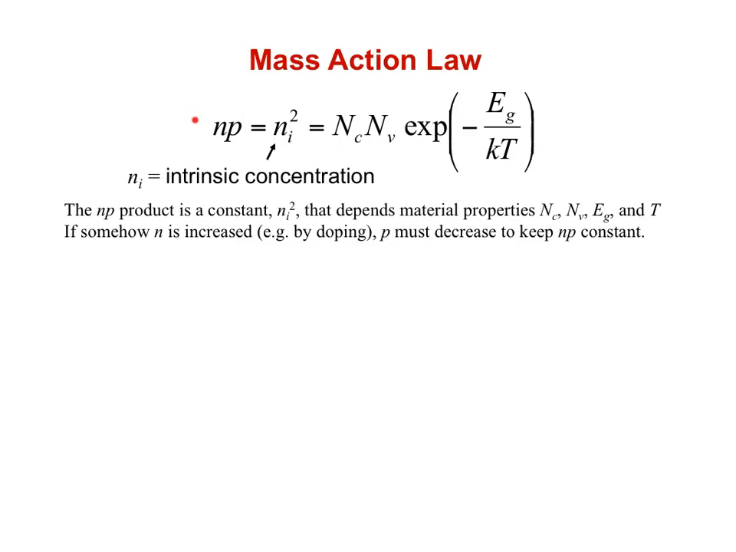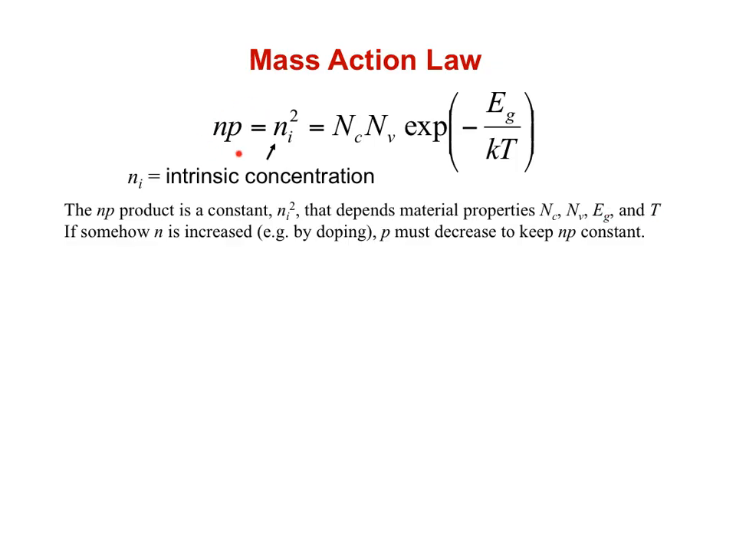Here we see the np product has this exponential of the band gap over kT times the effective density of states of the conduction band times the effective density of states of the valence band. We think of this value as a constant because it doesn't depend on the Fermi level anymore, which depends on doping. It only depends on the material's properties, effective mass of the conduction band, effective mass of the valence band, the band gap, and temperature.